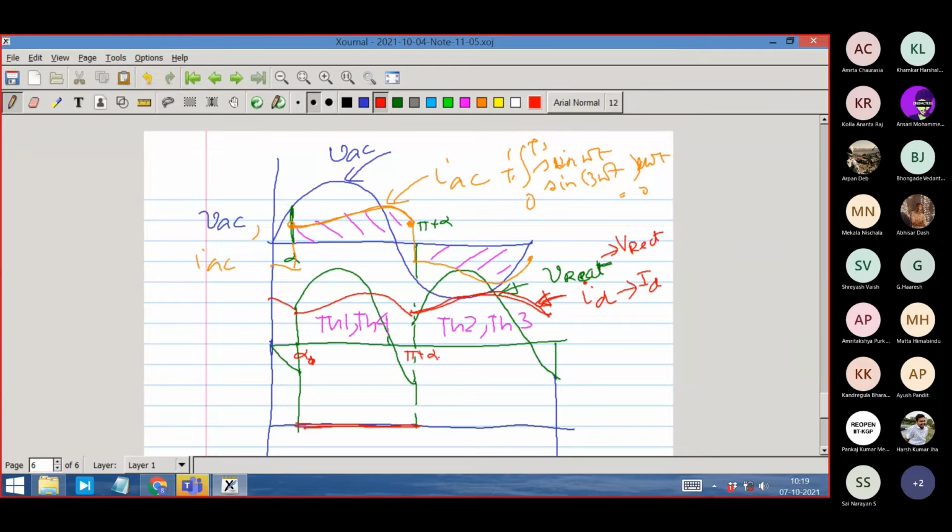So during this period, thyristor 1 is on, and thyristor 1 cannot turn off during negative supply voltage also, because it has the burden of ensuring that the continuity in the load current is maintained. So it cannot turn off. It can only be turned off by the helping thyristor.